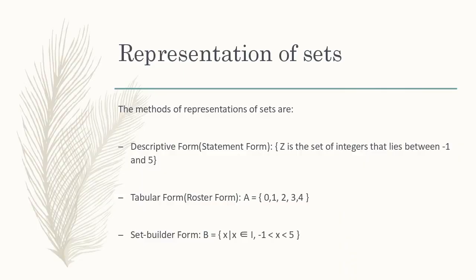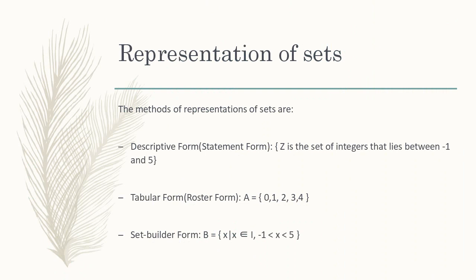Representation of set. The methods of representation of sets are statement form, roster form, and set builder form. In statement form we can write: set Z is the set of integers that lie between -1 and 5. In roster form we write A equals 0, 1, 2, 3, 4, 5, and we can also write the alphabets A, B and C and so on.